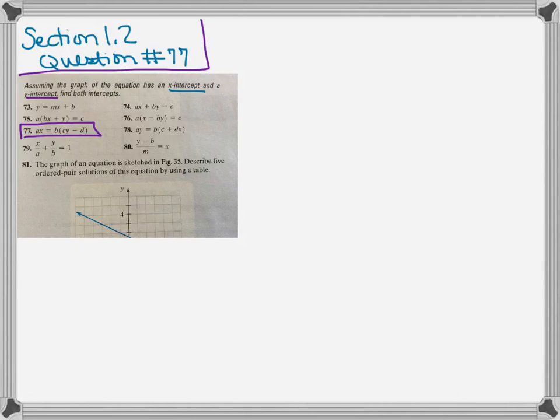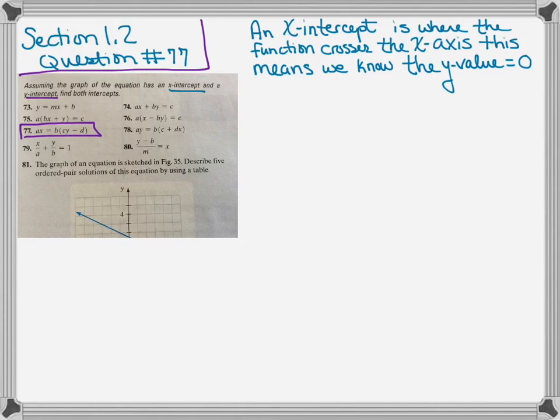The first step is to consider what is an x-intercept. An x-intercept is where the function crosses the x-axis. This means that we know our y value will equal 0. So the first step would be to substitute 0 in for y in the function given.